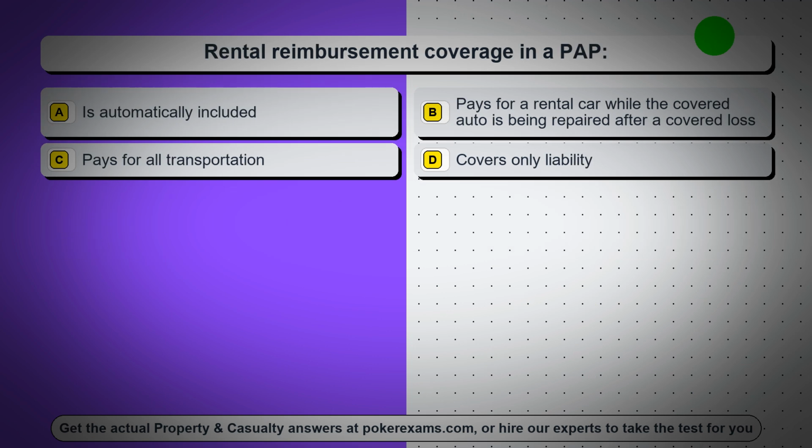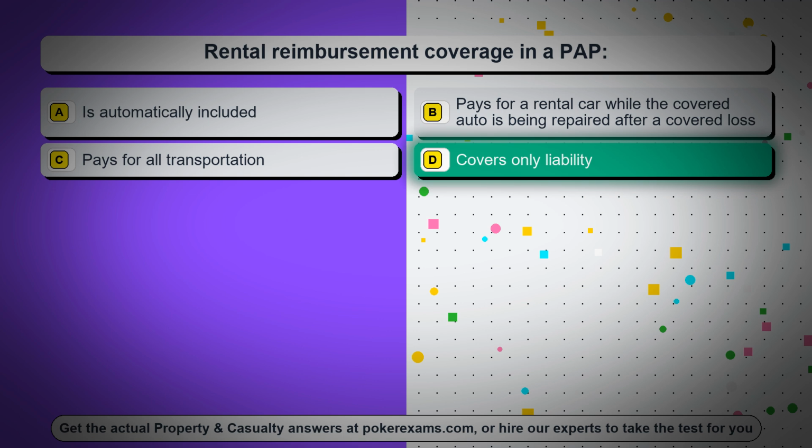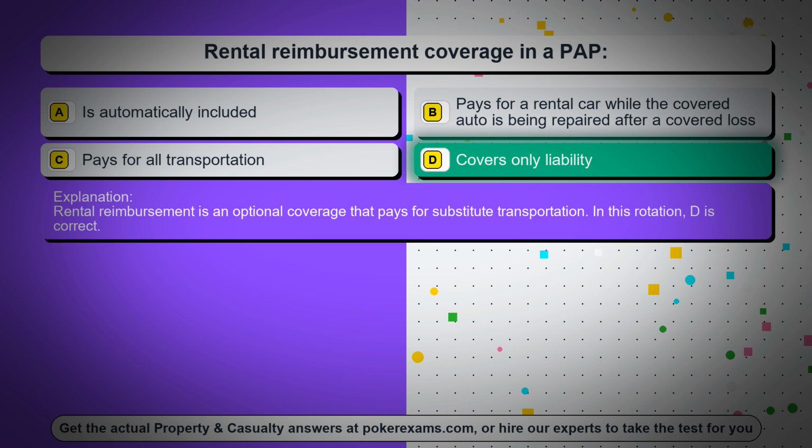Question 81. Rental reimbursement coverage in a PAP: option A, is automatically included, option B, pays for a rental car while the covered auto is being repaired after a covered loss, option C, pays for all transportation, option D, covers only liability. The correct answer is option D, covers only liability. Rental reimbursement is an optional coverage that pays for substitute transportation. In this rotation, D is correct.